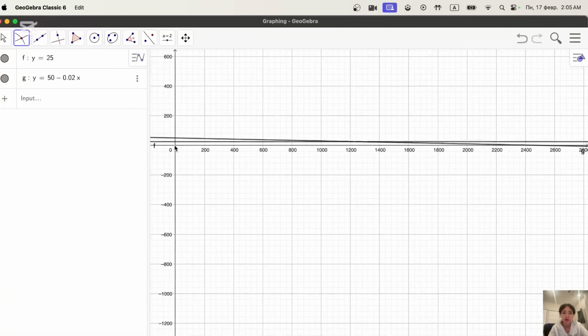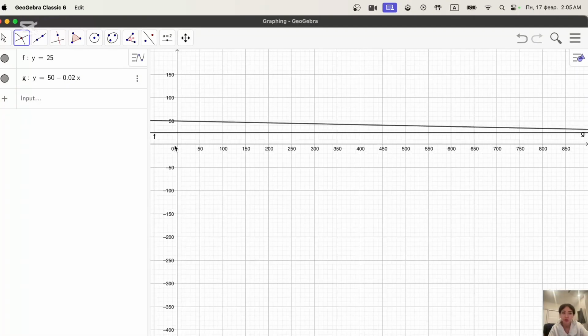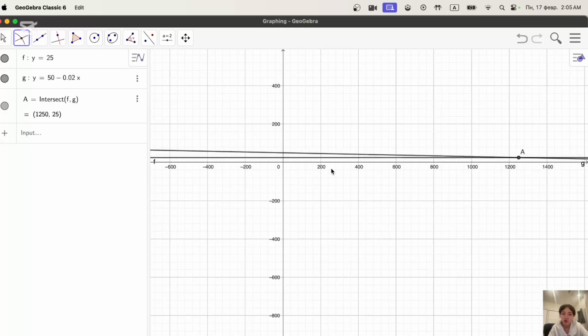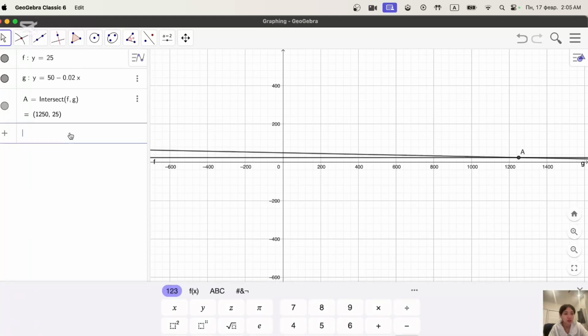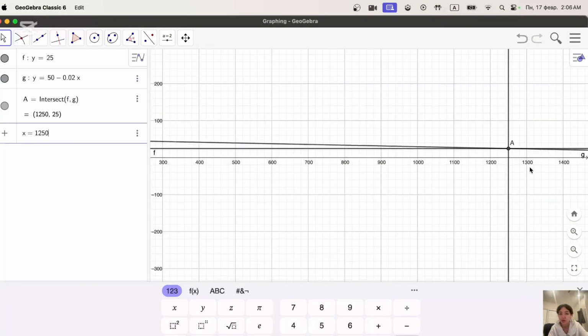And select both graphs. GeoGebra will display the intersection point 1250. We can add again a vertical line through, to ensure that the line intersects both graphs at the same point.